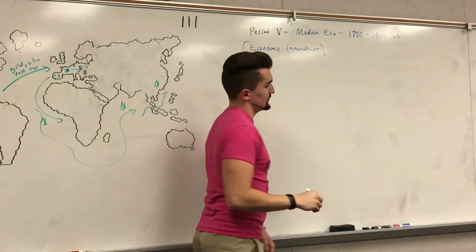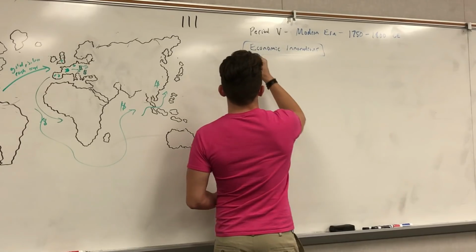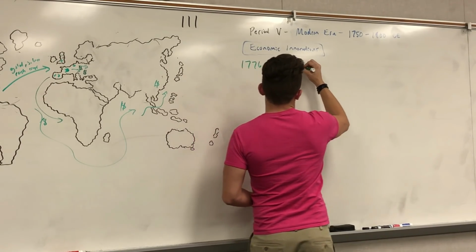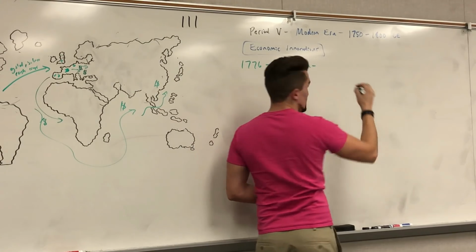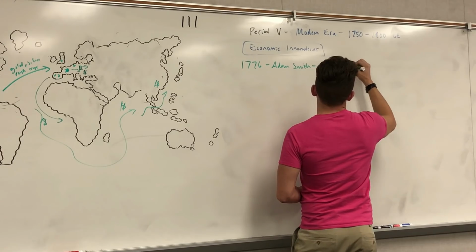So, in 1776, Adam Smith writes a book called Wealth of Nations. Yep, Wealth of Nations. That's the shorthand of how that works.